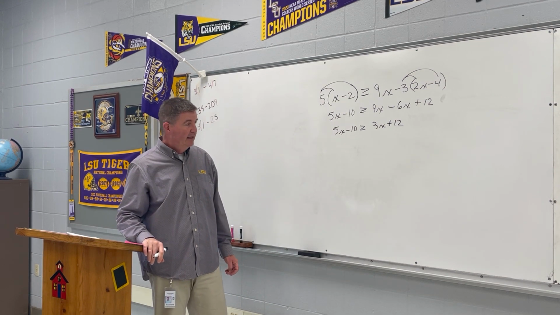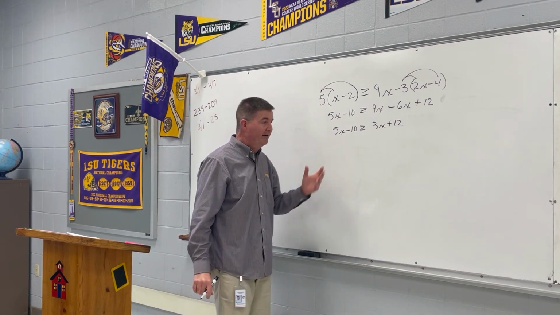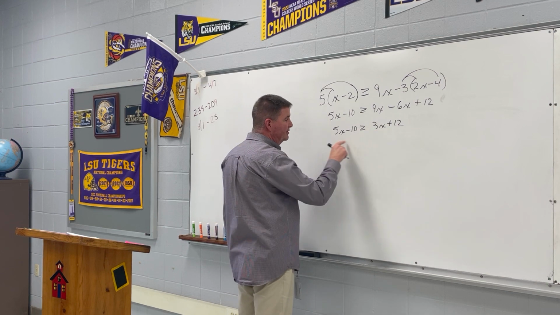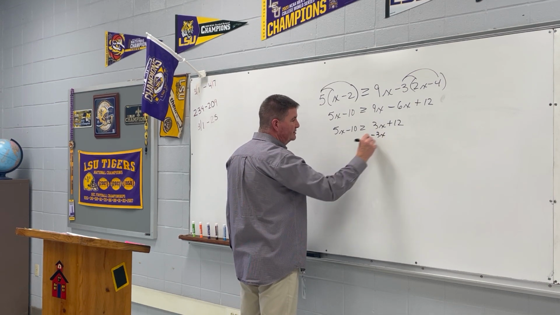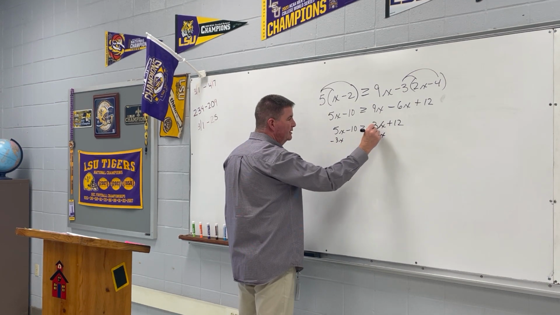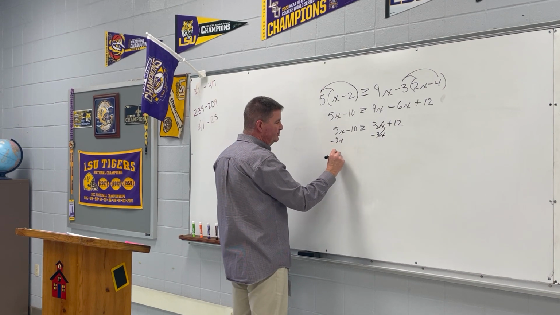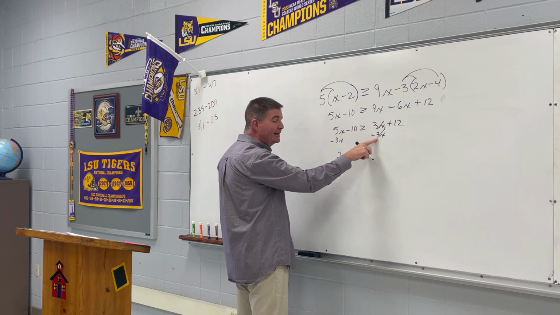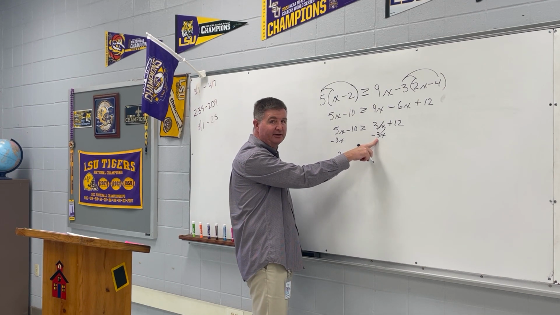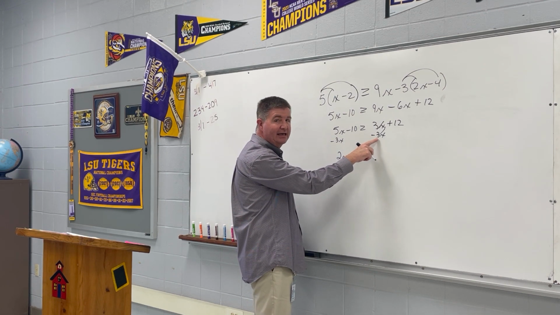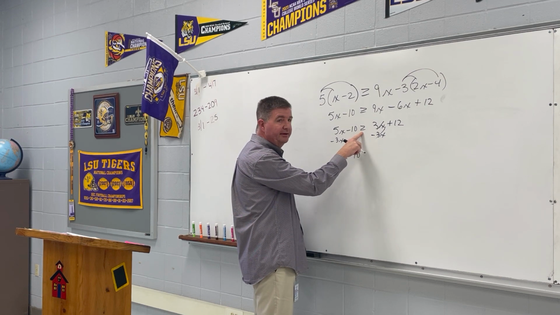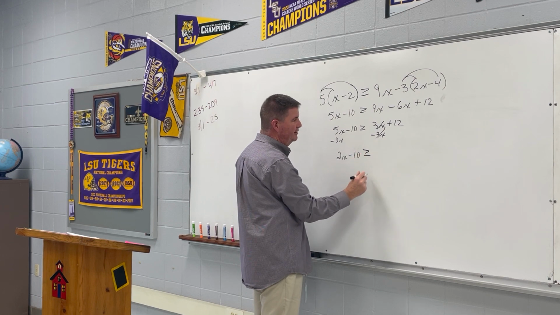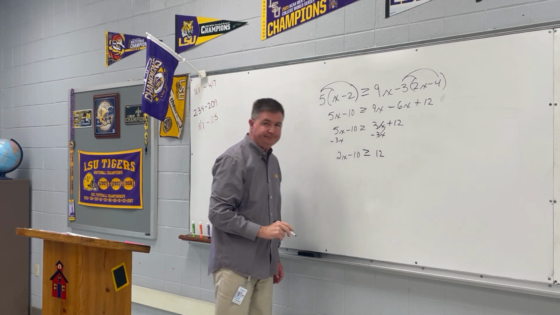Now, since it's an inequality, I would like to bring my x's to the left. It just so happens I am bringing the small x to the large x, so minus 3x, cancel, cancel, giving you 2x minus 10. Now remember, I subtracted x. I did not multiply or divide. So subtracting and adding, I leave the inequality exactly the same way that it is. So that's greater than or equal to 12.